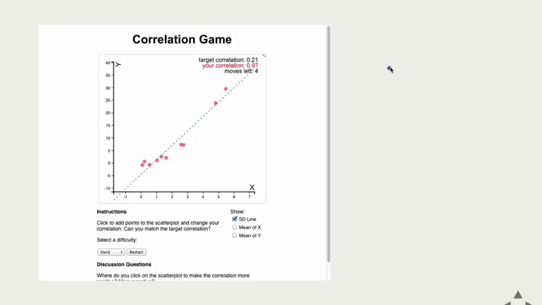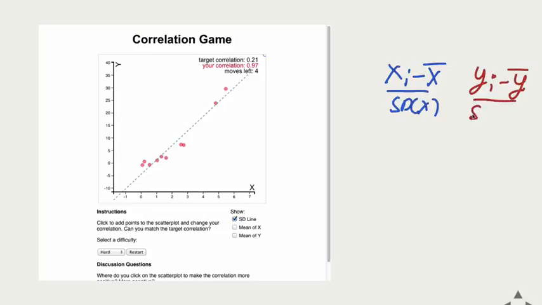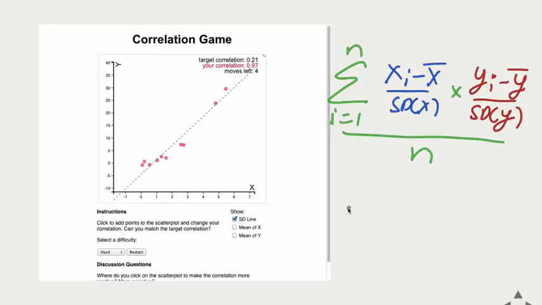To calculate the correlation, you first standardize the x values, standardize the y values, and then take the average of their products. Okay, so how does this tell us where we should add points?